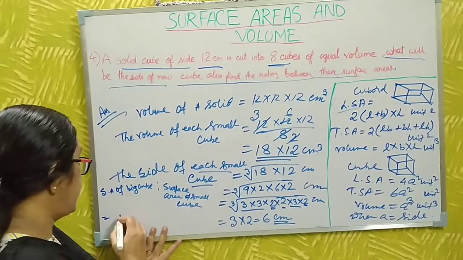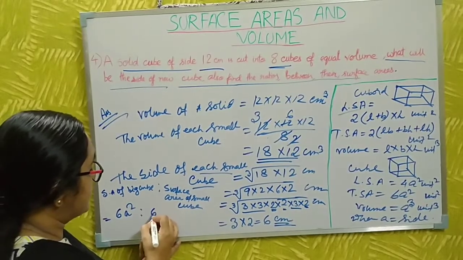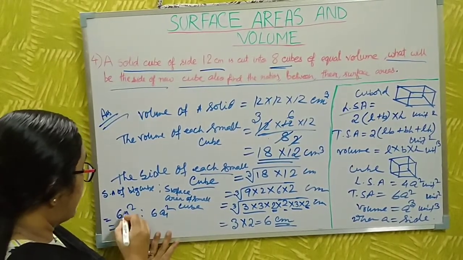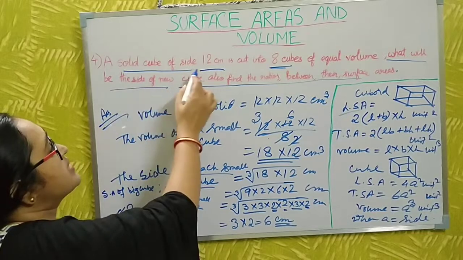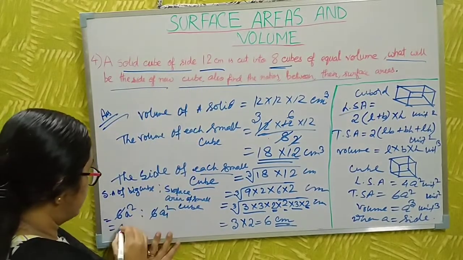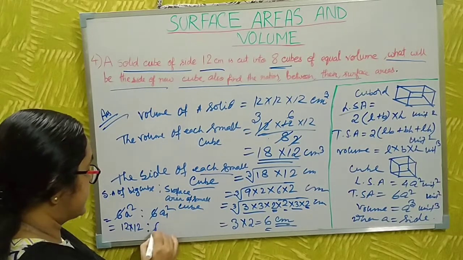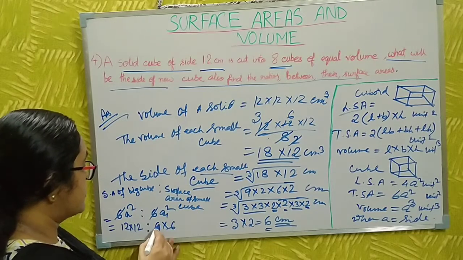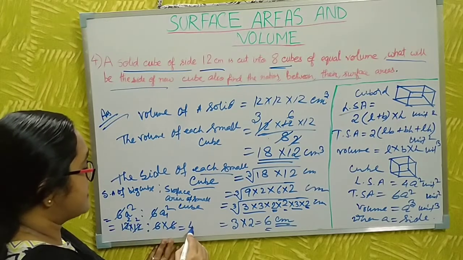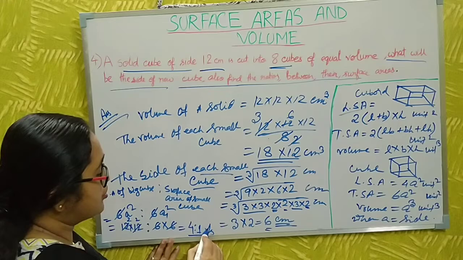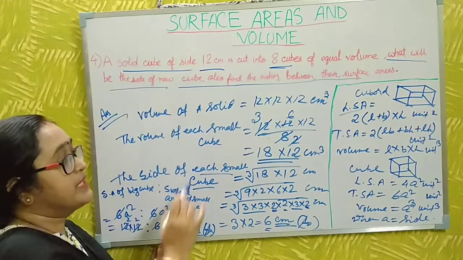The surface area of the big cube is 6a square, is to the surface area of the small cube, 6a1 square. Now 6 is cancelled, then a square. The side of the solid is 12 centimeter, so 12 into 12 is to a small one, which is 6, 6 into 6. Then you cut here 2 and here 2, and the answer becomes 4:1. The ratio is this and the side is this. This is the answer of this sum.